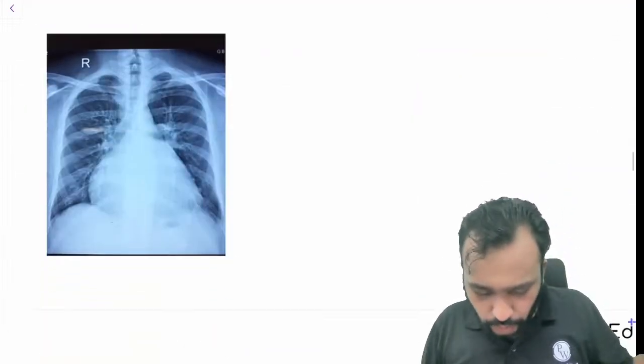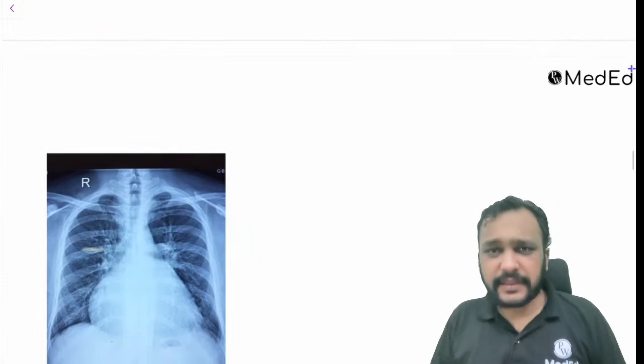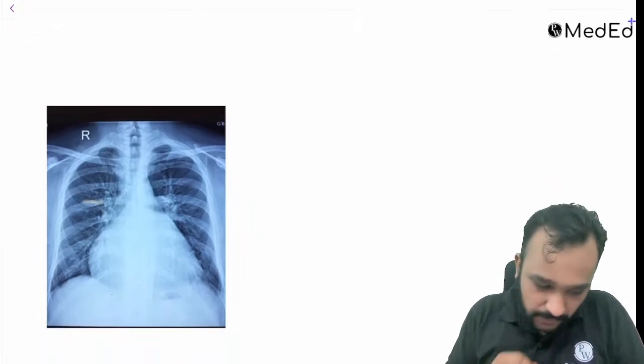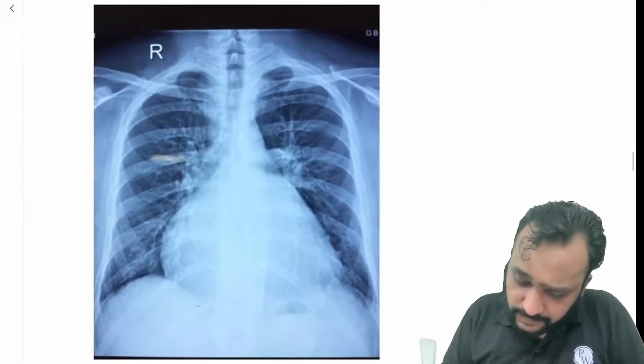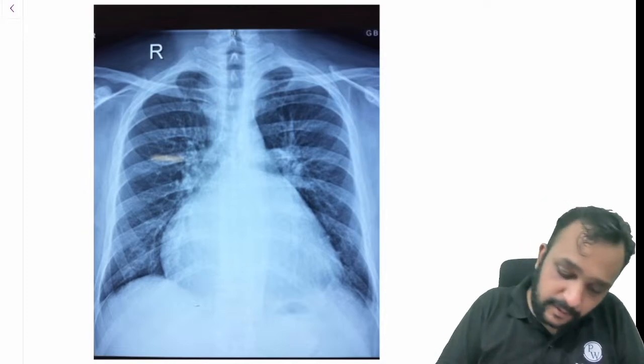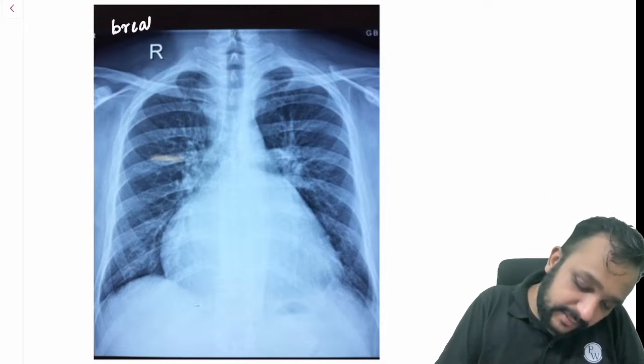Right? So these were the important findings that you should be aware of as far as pneumomediastinum is concerned. Now guys, in this image, a very important image, this patient will present with breathlessness.